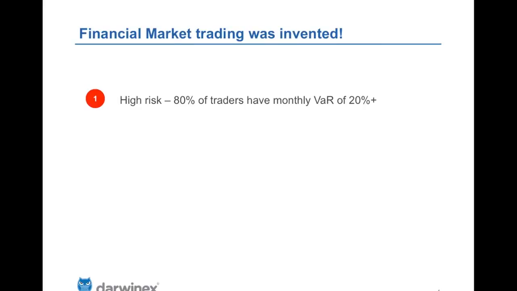Unfortunately, financial market trading was really not invented in the way we know it today by 1966, so don't take what I'll say now as a criticism of Mr. Sharpe. But today, a lot of traders trade with very high risk. It is not uncommon for independent traders to trade with values at risk of 20% or more, which means they could be losing more than 20% reasonably often.